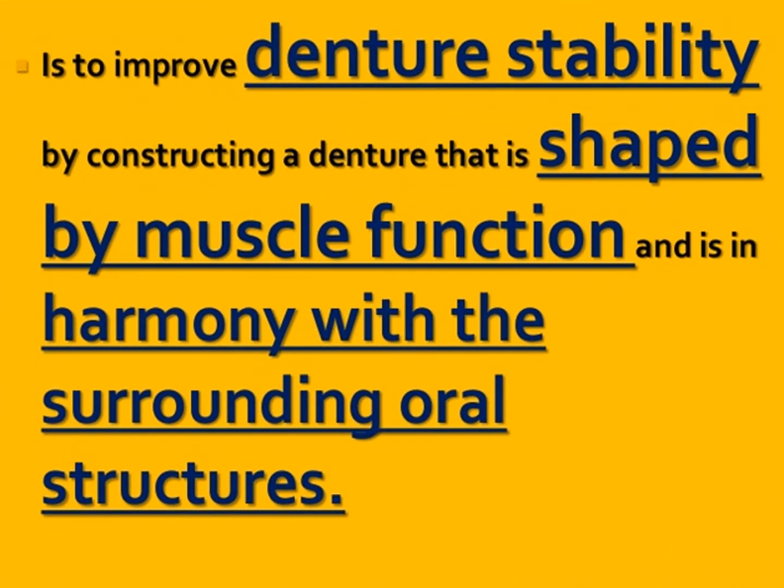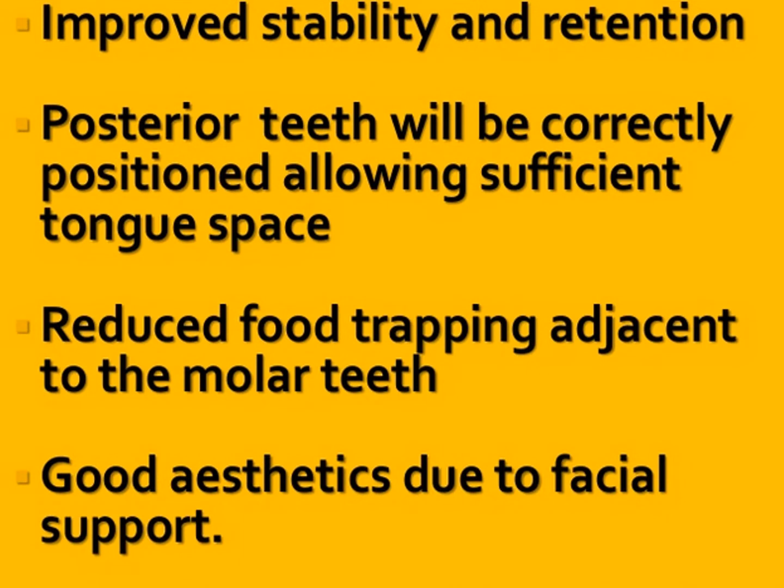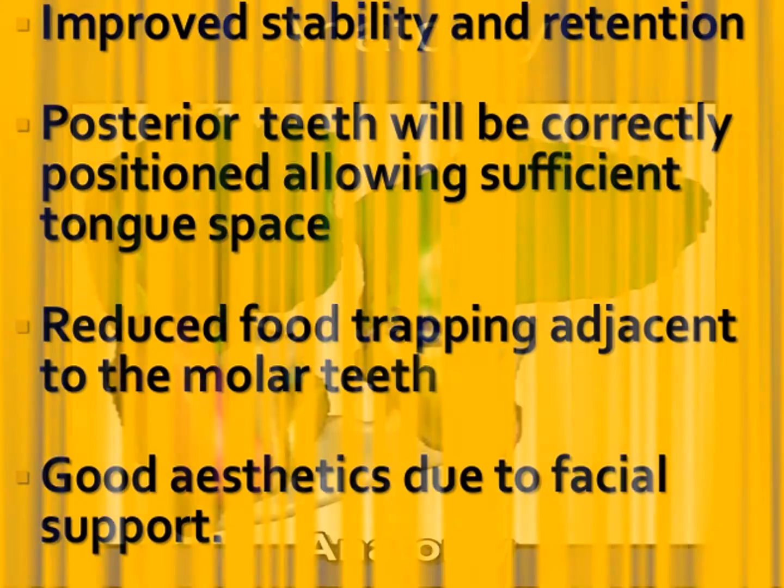So my aim is to improve denture stability by constructing a denture that is shaped by muscle function and is in harmony with the surrounding oral structures. Also to improve stability and retention, and the posterior teeth will be correctly positioned, allowing sufficient tongue space, reduced food trapping adjacent to the molar teeth, and also good aesthetics due to facial support.